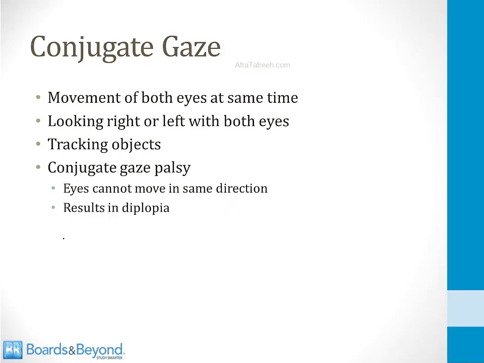Conjugate gaze refers to movement of both eyes at the same time in the same direction. You need your conjugate gaze in order to look right or left with both eyes for things like tracking objects. And when a patient develops a conjugate gaze palsy, this means that the eyes cannot move together in the same direction, and this results in diplopia when looking in one direction or another.